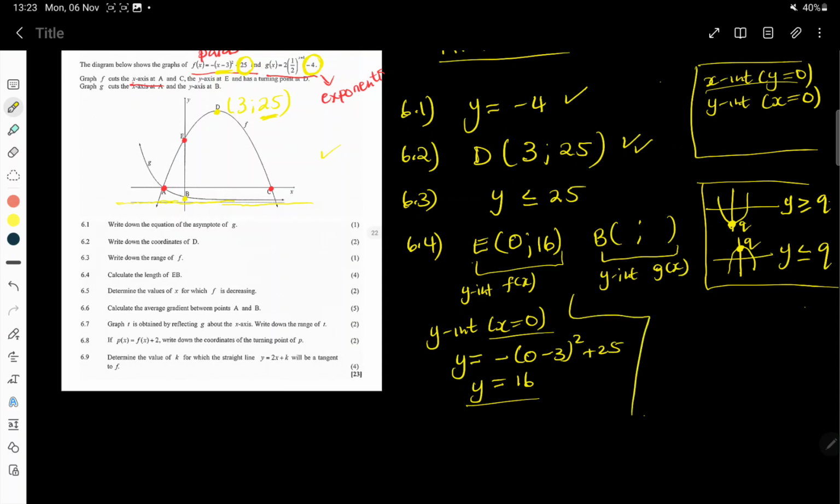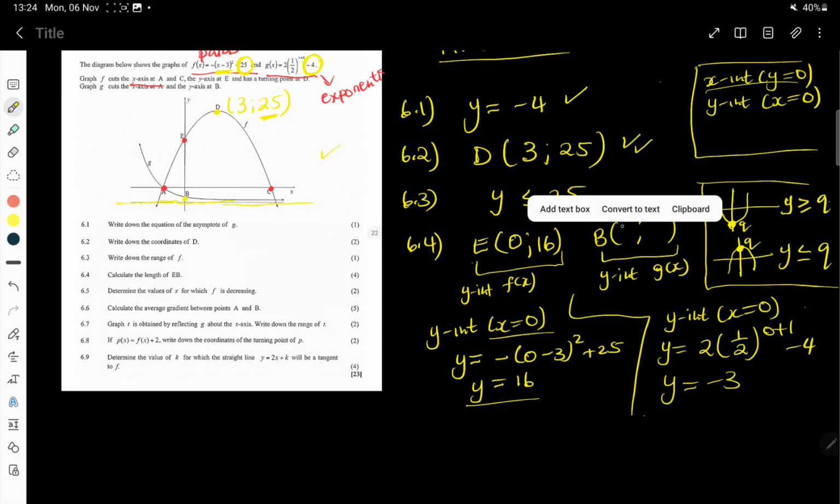Then the y-intercept of g of x, you let x be 0. Then it's going to be y is equals to 2 into 1 over 2, exponent 0 plus 1, minus 4. Then you punch in your calculator. 2 into 1 over 2, exponent of 0 plus 1 minus 4. Then you get minus 3. So it's going to be 0 to minus 3.